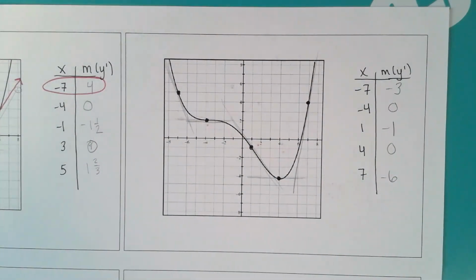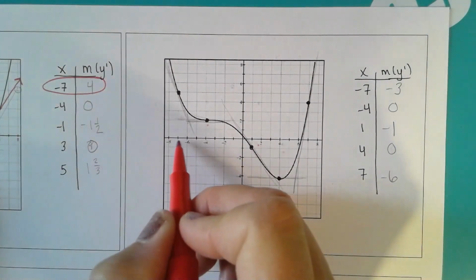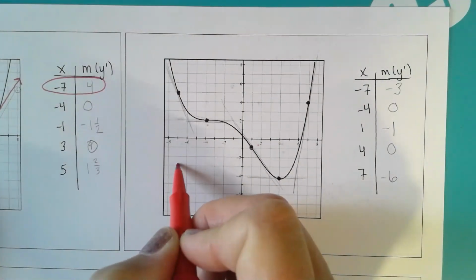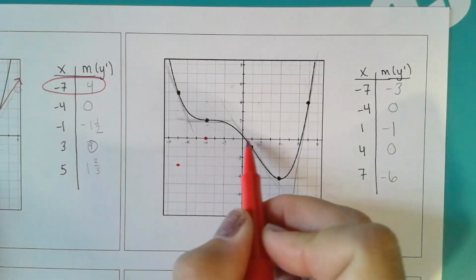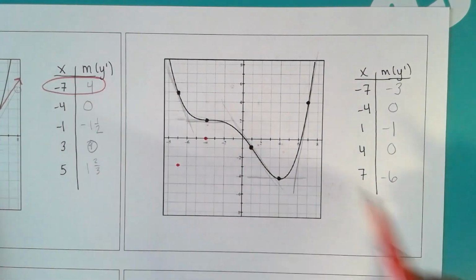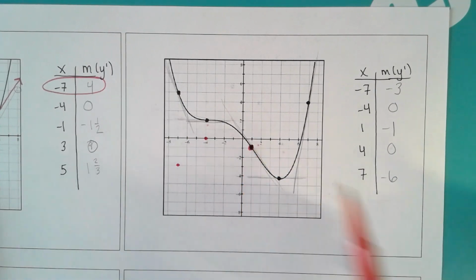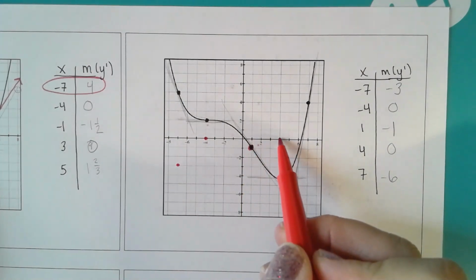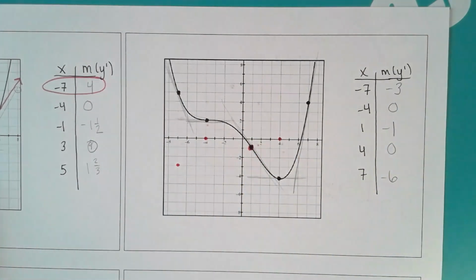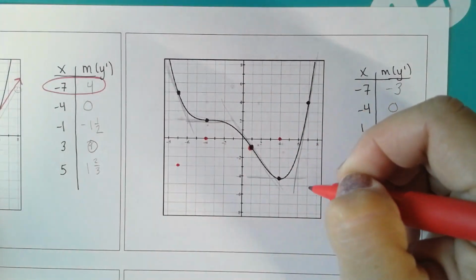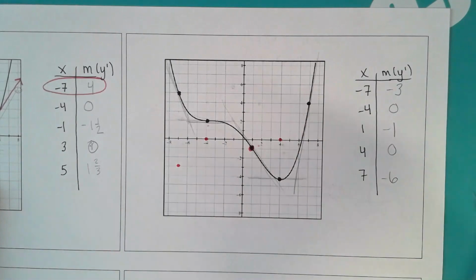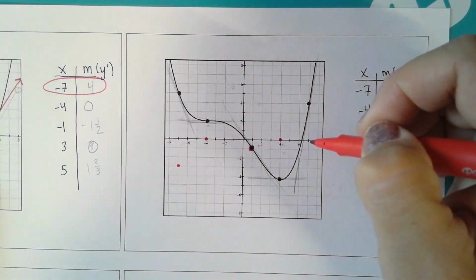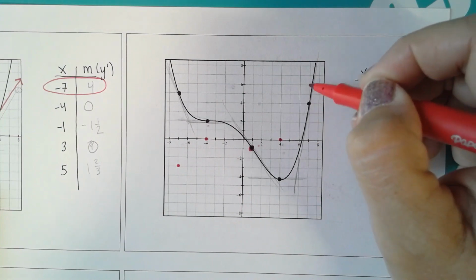All right, let's go plot these points. So I have (-7, -3). I have (-4, 0). I have (1, -1). So let's make that a little more red. I have (4, 0). And I have (7, -6). Oh my goodness, that's not a negative. Something stop me. That was a +6. I was just counting backwards. That's my fault. So 7, 1, 2, 3, 4, 5, 6.